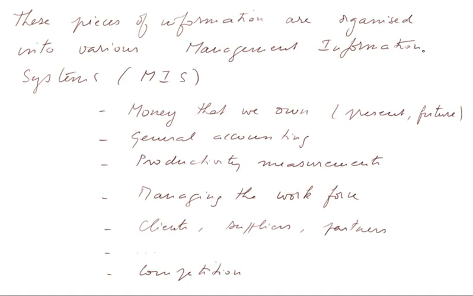They are elaborate databases. One of them monitors the money that we own or that we will own, that is, that we have in the present and that we will have in the future. General accounting is an MIS. Productivity measurements are recorded into another MIS. The management of the workforce is done via MIS. Managing clients, suppliers, partners like banks, the authorities are also managed in MIS. And so is the competition.